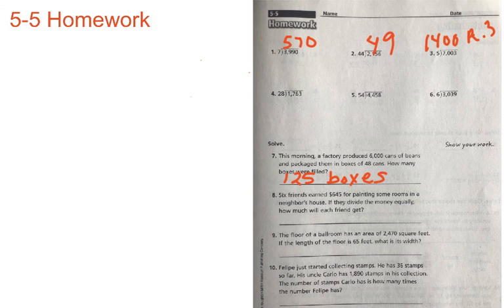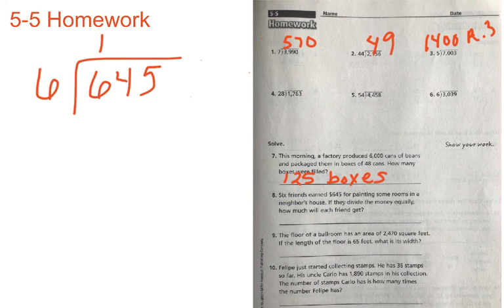Let's look at number 8 together. 6 friends earned $645 for painting some rooms in a neighbor's house. They divide the money equally. How much will each friend get? Well, the total amount that they earned was $645, and they have to divide that equally among themselves, and there were 6 of them, so they have to divide by 6.